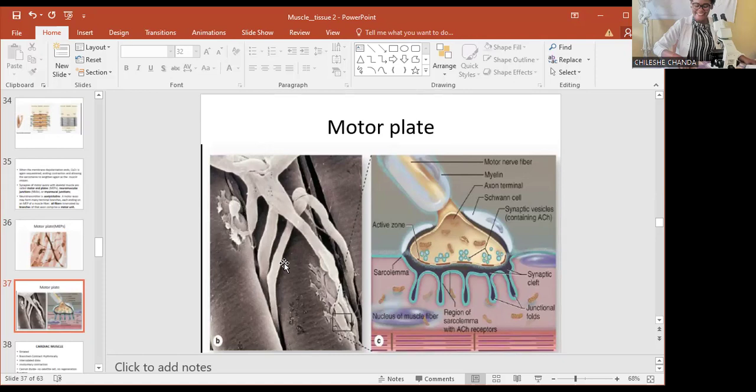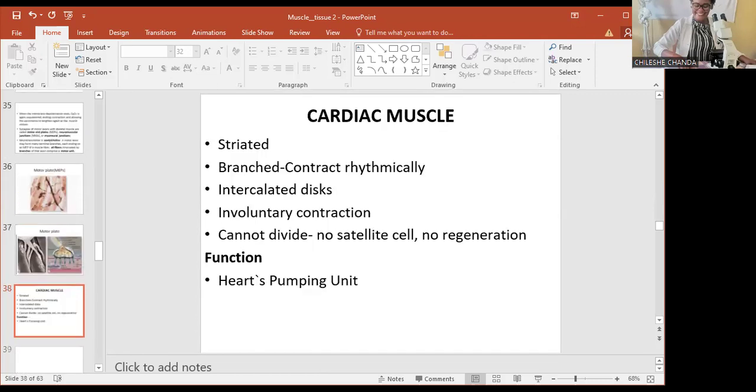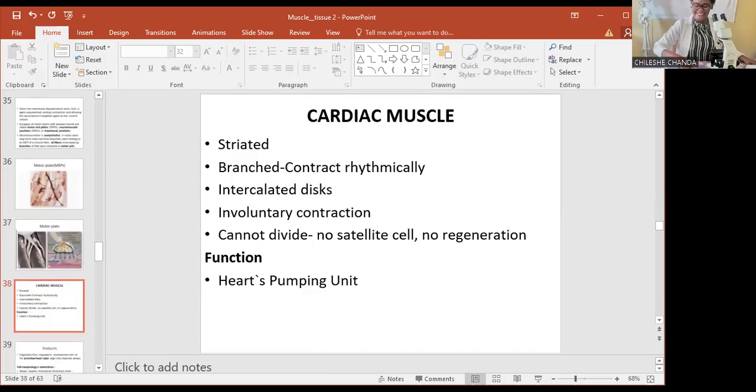Motor end plates are a place where there is interaction between a terminal button of a neuron and a muscle fiber. If you look at these muscle fibers, they look striped. They look like they're striated, and they look like they're rod-shaped. So we can safely say these are skeletal muscles that are being depolarized, or that are being innervated right now, so that this person can move the hand. So that is about skeletal muscle tissue.